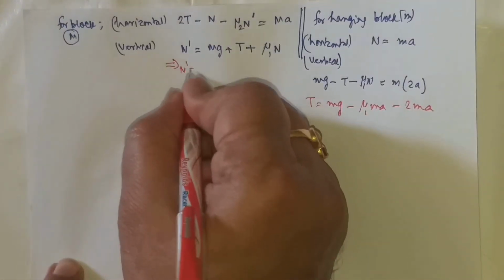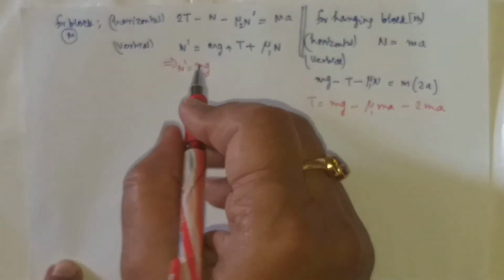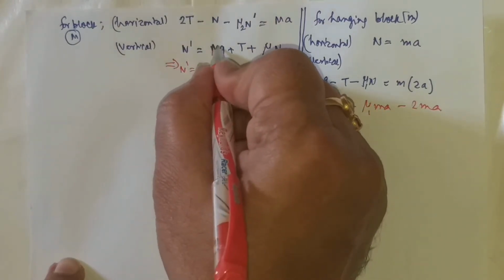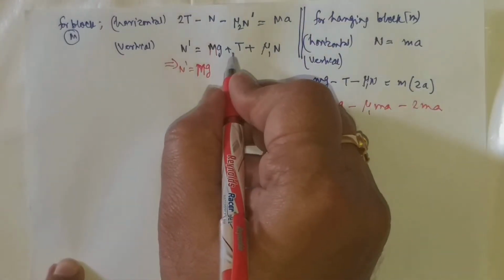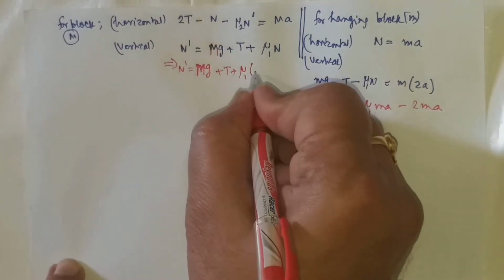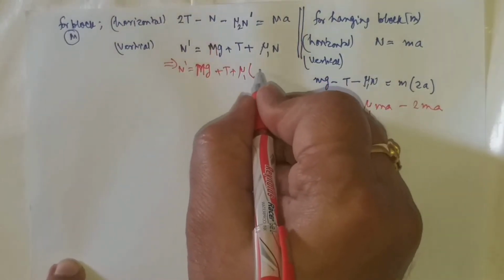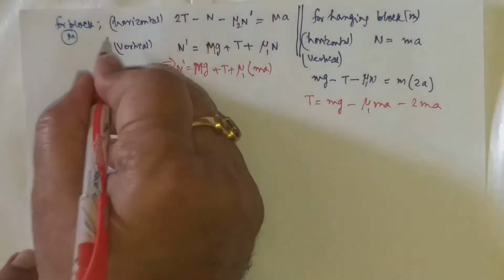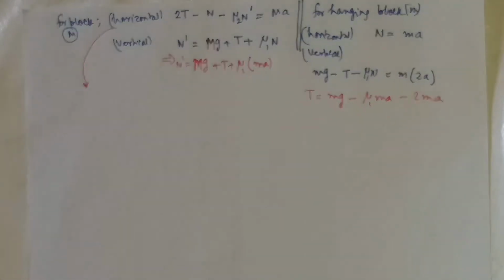So this N dash will be equal to Mg. This N dash is capital Mg, mind it. This is capital Mg here, and this is T plus mu1 into N. What is N? N is Ma, that is mass into acceleration. Now this equation, let us sort out.